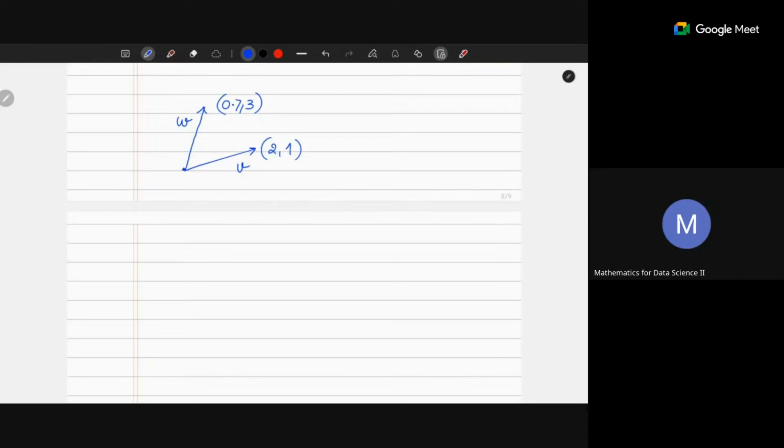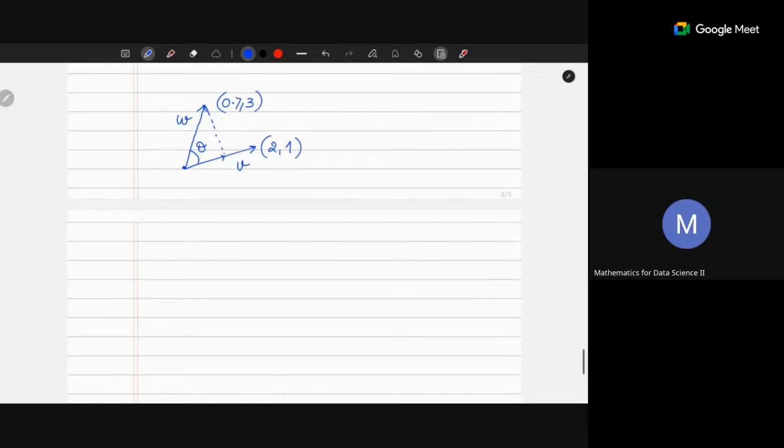So how do I project that? For projection, you need to find the shortest distance between this point (0.7, 3) and the vector B. Wherever this dotted line intersects, that's the projection. To find it computationally, you need to consider the dot product of W with respect to B. That gives you the scalar, and the direction you will get separately.